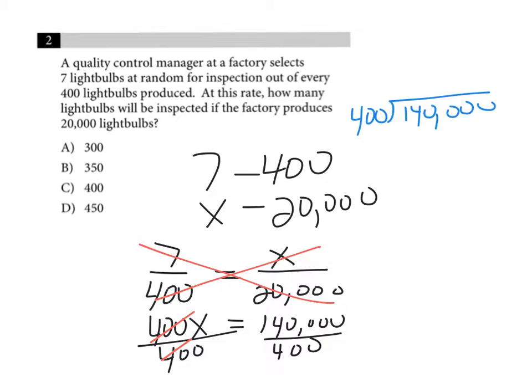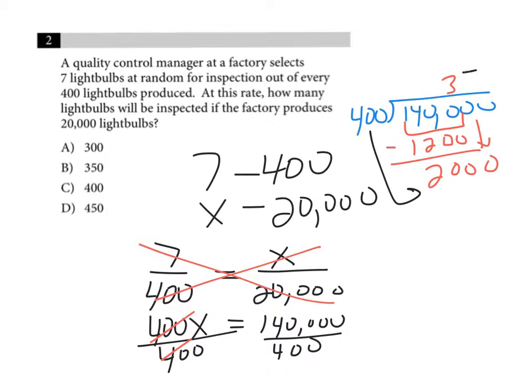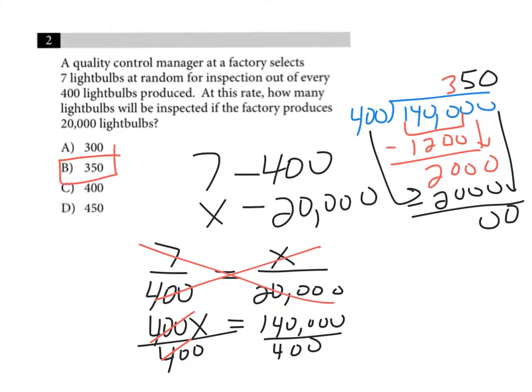140,000. In this case, 400 goes into 1,400 3 times. 3 times 400 is 1,200. We're going to subtract. Here we're going to be left with 200. We're going to bring down the 0. And then 400 goes into 2,000 5 times. 5 times 400 is 2,000. And here when we drop down the 0, 400 times 0 is 0. So here your answer is 350 light bulbs.